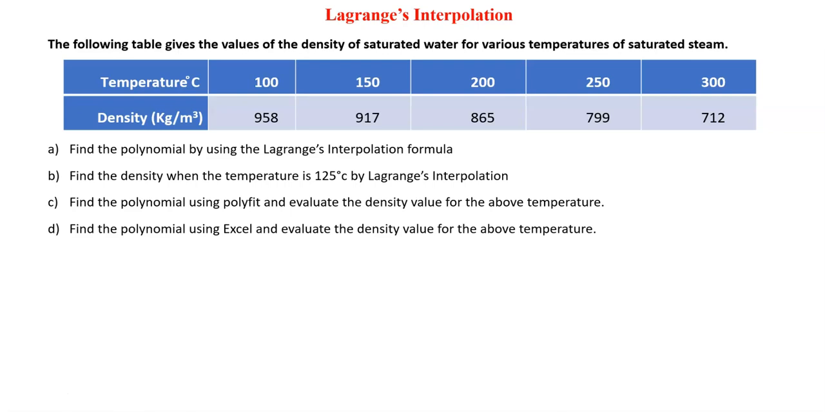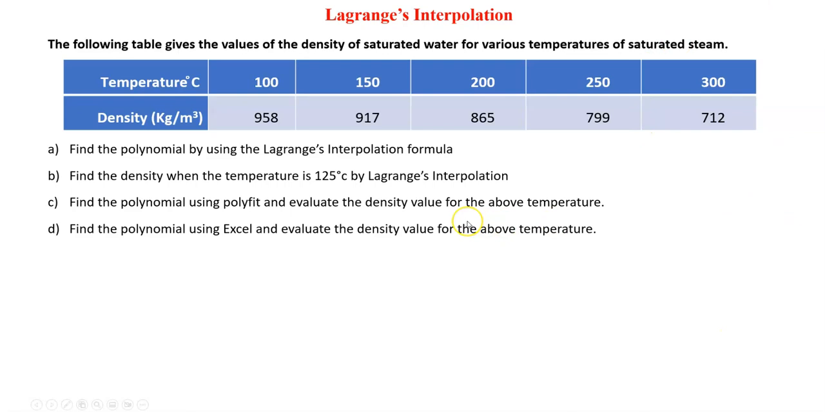Then find the polynomial using polyfit and evaluate the density value for the above temperature. By using polyfit, the density can be calculated at temperature 125 degrees centigrade. Then find the polynomial using Excel and evaluate the density value for the above temperature. So the last one is we can use Excel and do the same job.